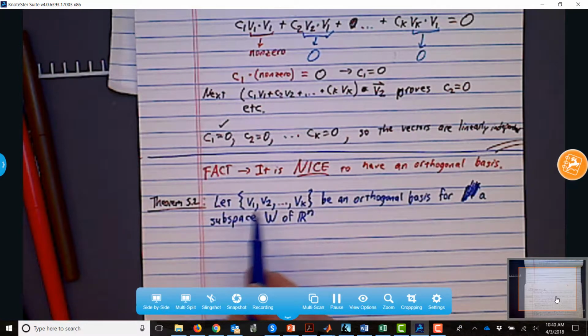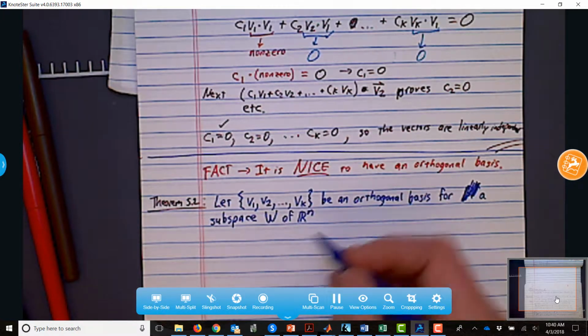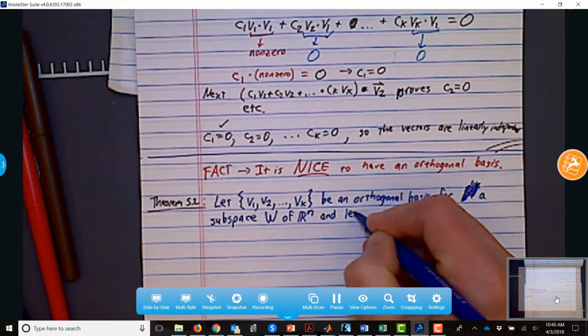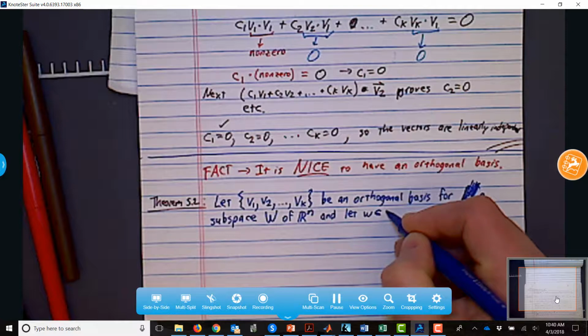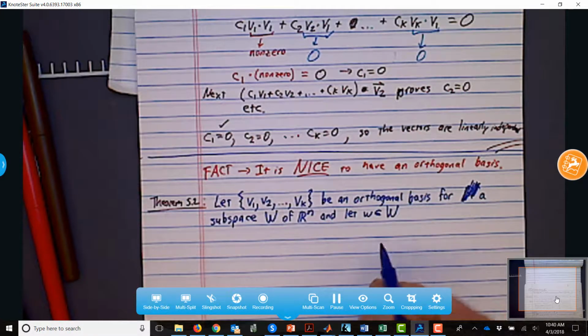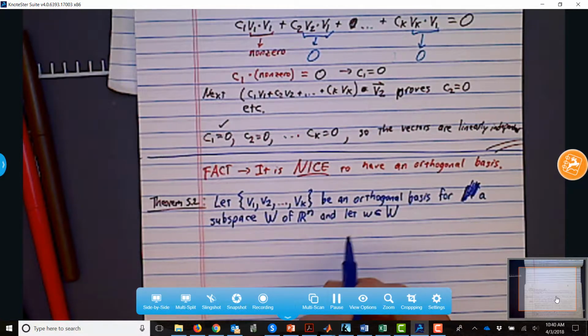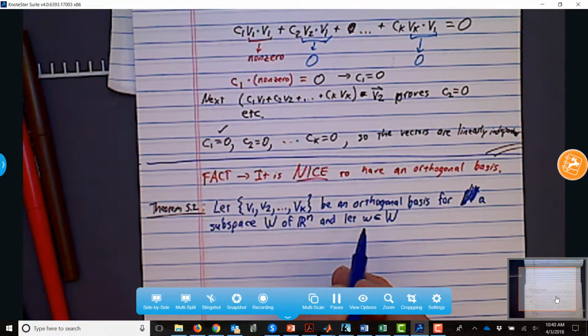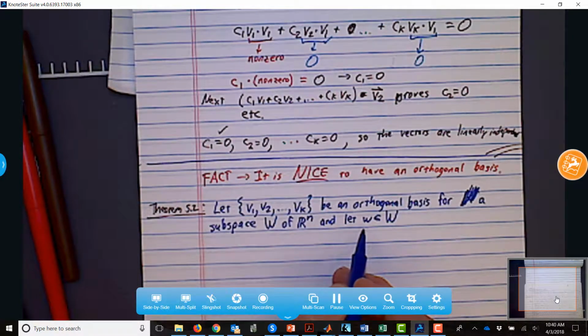Maybe we only have 3 of the vectors or something like that if we're in R4. And let w be a vector in W. So wait a minute. Little w, where does it live? It's a vector in the subspace, right? Little w is going to be a vector in the subspace. Okay.